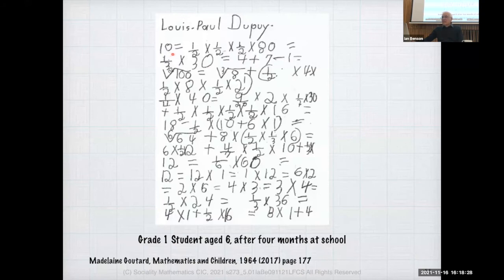They were invited to freely write equivalent expressions evaluating to 10 and to 12. And so Louis Paul is saying here, 10 is a half of a half of a half of 80, which is equivalent to a third of 30, which is equivalent to 4 and 7, take away 1, which is equivalent to the square root of 100, which is equivalent to the cube root of 8, plus a half of 4 times a half of 8 times a half of 2, and so on and so forth. He's using all four operations, unit fractions as operators, and powers and surds.